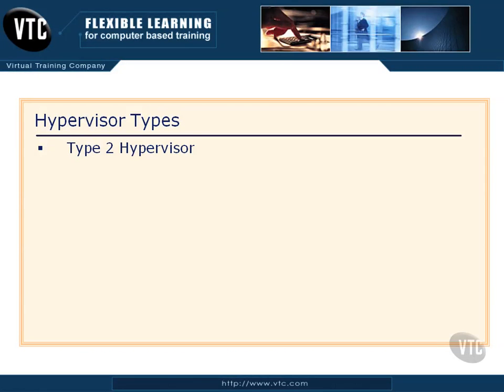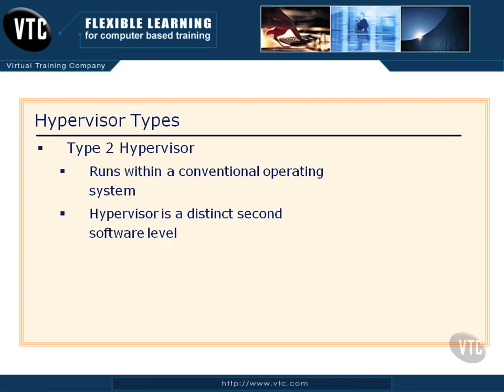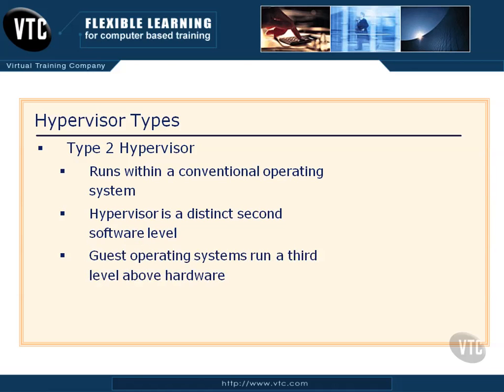Now a Type 2 hypervisor is what most of the general public that knows about virtual computing is familiar with. It runs within a conventional operating system. We've got Windows 7 running on our machine. We install VMware Workstation, and we can do virtual computing. We can build virtual machines. We've got a MacBook. We can load different virtualization products on there, VMware Fusion, Parallels, those sorts of things, and boom, we've got virtualization capabilities. So this hypervisor, a Type 2, is a distinct second level piece of software. It's a second software level in the chain, and I'll show you a diagram in just a second here.